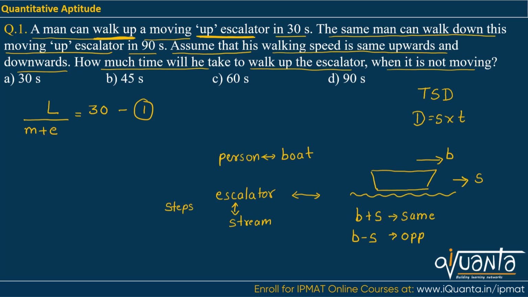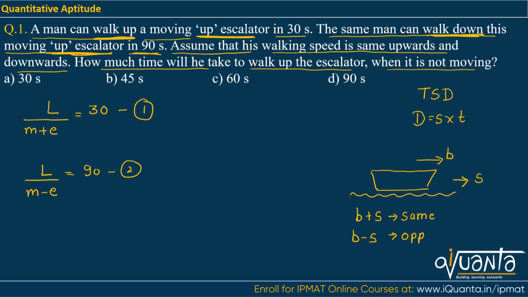Moving ahead, the same man can walk down. Now the man is walking down this moving up escalator, the escalator is still moving up, in 90 seconds. So the distance will still be L. Now in this case, they are traveling in opposite directions. The man is walking down, the escalator is going up. So net speed of the man will be M minus E, and that is covered in 90 seconds. So this is equation number 2. So now we have two equations.